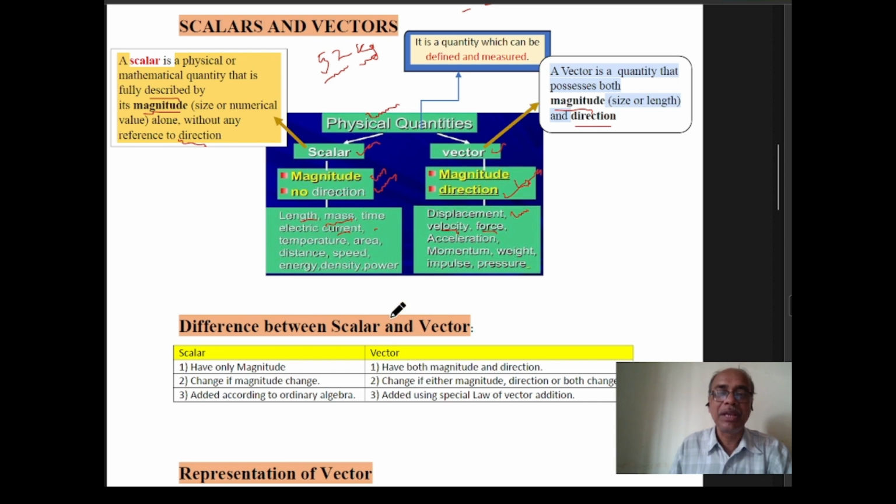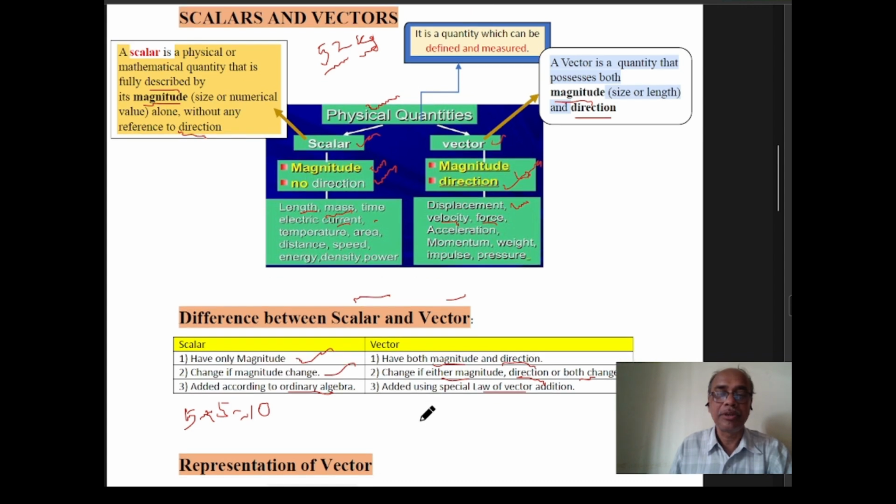What is the difference between scalar and vector? Scalars have only magnitude, vectors have both magnitude and direction. A scalar changes if the magnitude changes, but a vector can change if either the magnitude changes, or the direction changes, or both change. And scalars are simply added, like 5 plus 5, ordinary algebraic addition. But vectors have special addition laws: triangle law, parallelogram law, and polygon law of vector addition.